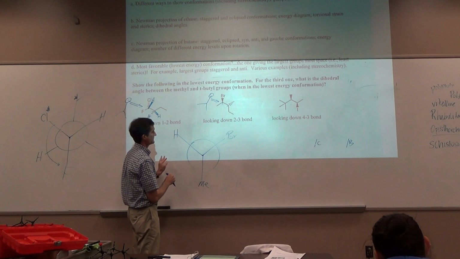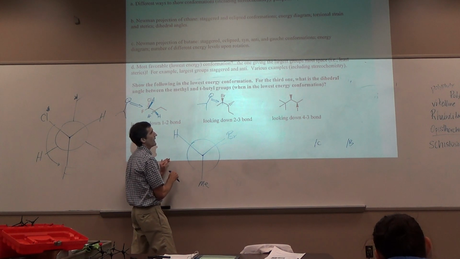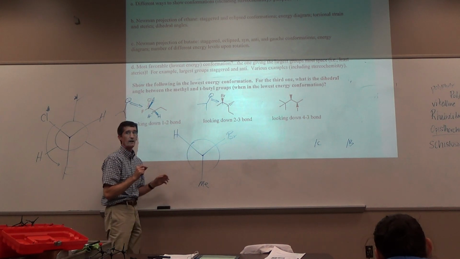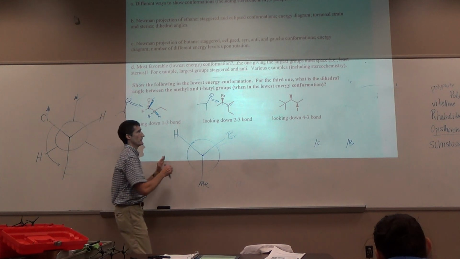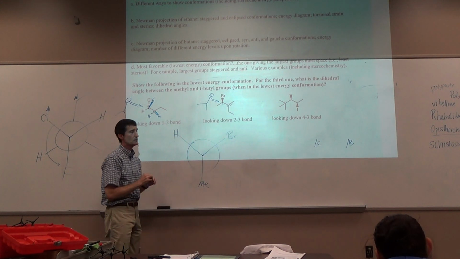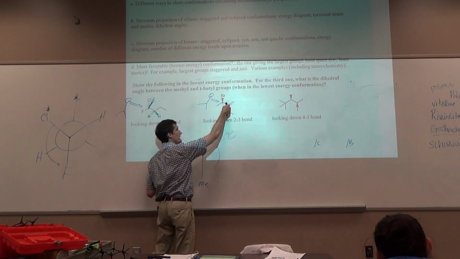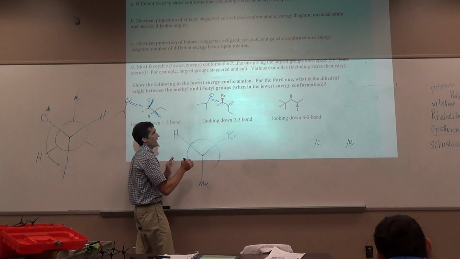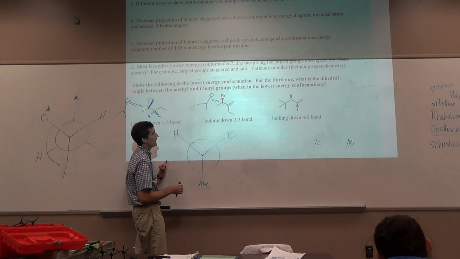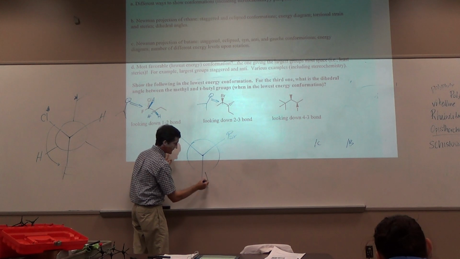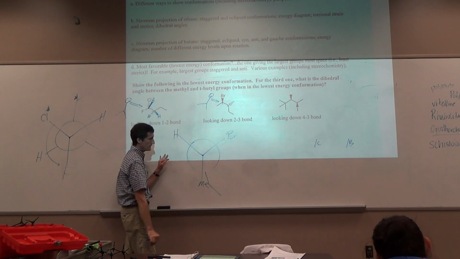Okay, on the back carbon, what's in the plane of the board? Is the methyl in the plane of the board? No, it's going behind. The plane of the board is this ethyl group, and it's going straight down. It's actually eclipsed with this. It's supposed to be eclipsed.